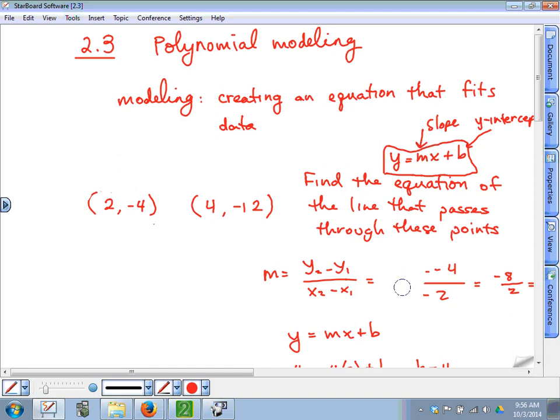Now this isn't what you're going to have to do on today's assignment. The calculator is going to do it all for you. I just want you to remember that at some point you could have done it by hand. What is this right here? That's the equation to find what? The slope. This is the slope equation.